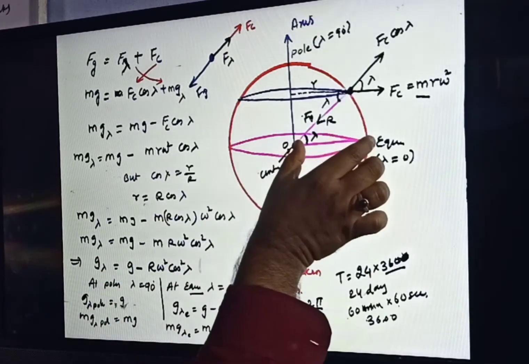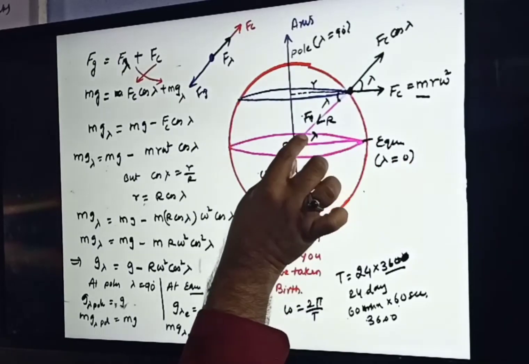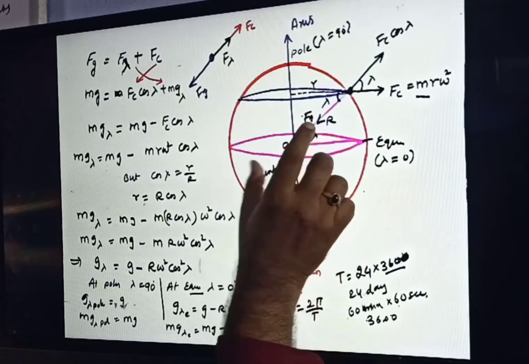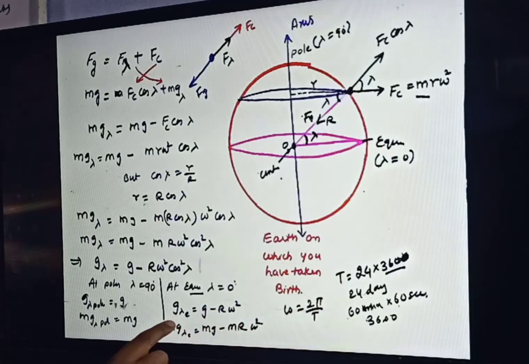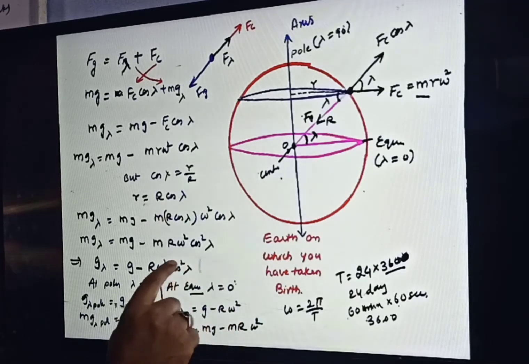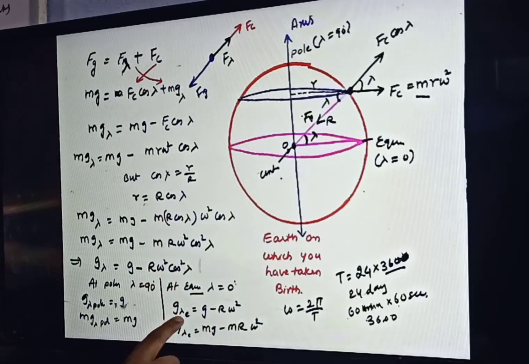Whereas at the equator, if you observe, lambda will be 0. This particle, when it is here, lambda will be just 0. So as lambda is 0, cos 0 is going to be 1, so this part will become 1. Therefore, g lambda will become g minus R omega square. If you multiply both sides with m, then it is mg minus mR omega square.